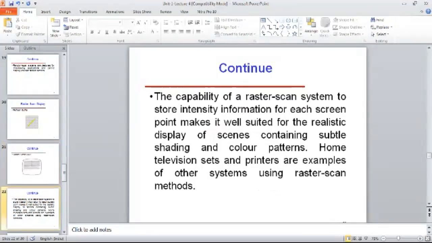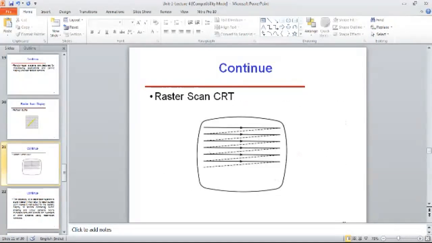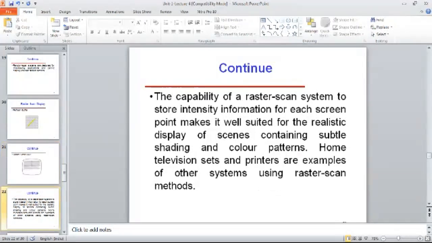So the capability of the raster scan system to store intensity information for each screen point makes it well suited for the realistic display. Earlier, in the preceding case, we are not getting the real image, but in this case, we will get the real image. This is the only difference. Here we can also provide the shading system, and we can get different color patterns. So home televisions, sets and printers are examples of other systems using raster scan methods.